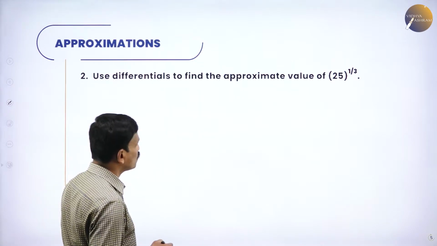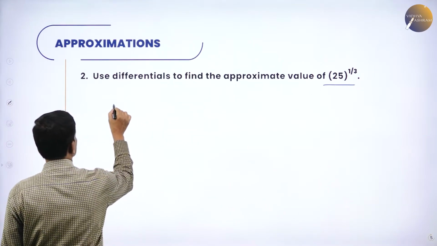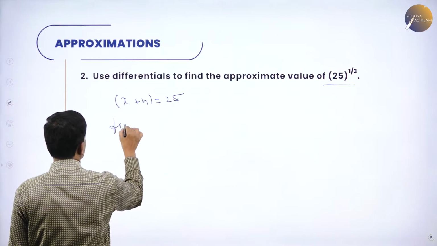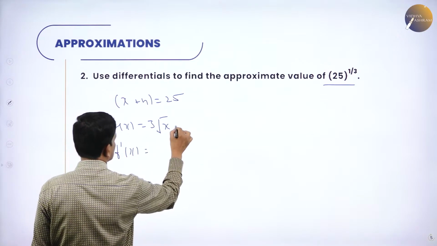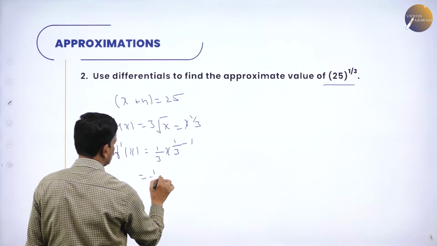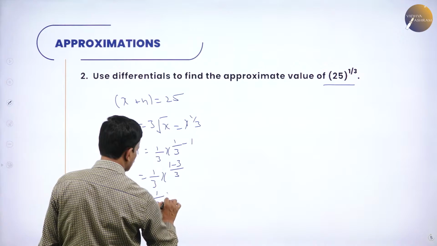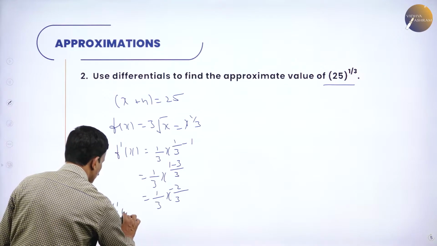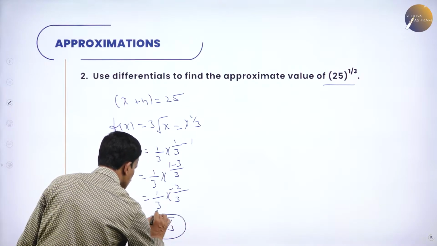Okay. Now, let us come to the next problem. Use differential to find the approximate value of 25 to the power of 1 by 3. Now, same here. What is given? X plus h is equal to 25. Now, let us consider f of x is equal to cube root of x, and f dash of x. So, this is nothing but x to the power of 1 by 3, 1 over 3 x to the power of 1 by 3 minus 1, 1 over 3 x to the power of (1 minus 3) divided by 3. This is 1 over 3 x to the power of minus 2 by 3, or bring this to the denominator. So, f dash of x can also be written as 1 over 3 x to the power of 2 by 3. This is the derivative.